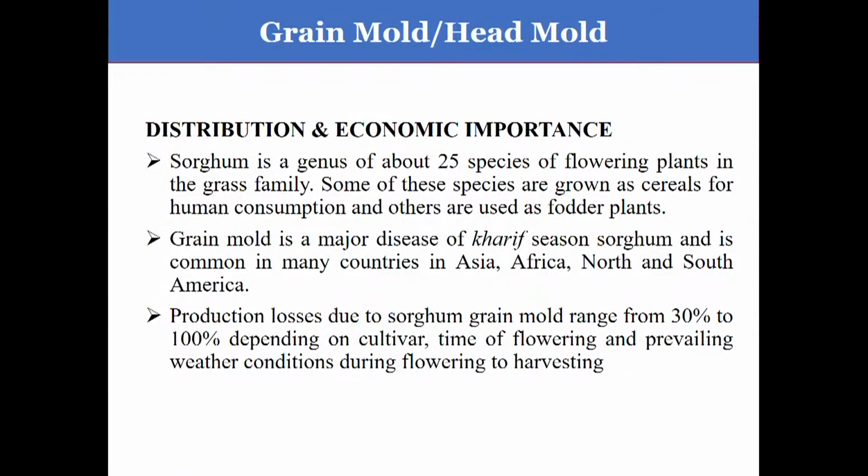Dear learners, now about the grain mold or head mold disease. The distribution and economic importance of grain mold and head mold disease: sorghum is a genus of about 25 species of flowering plants in the grass family.